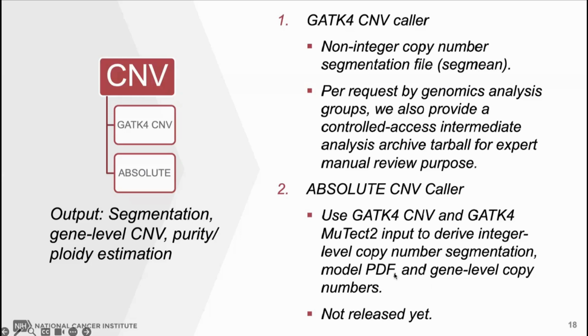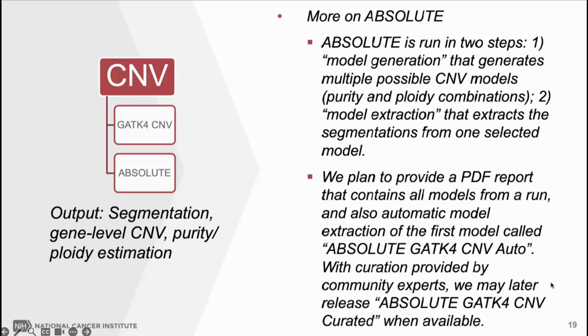Absolute actually runs in two different steps. The first step is called model generation. It creates multiple possible models based on the data interpretation, in which the most essential part is the combination of purity and ploidy estimate. I will show you on the next slide what I mean by a model.